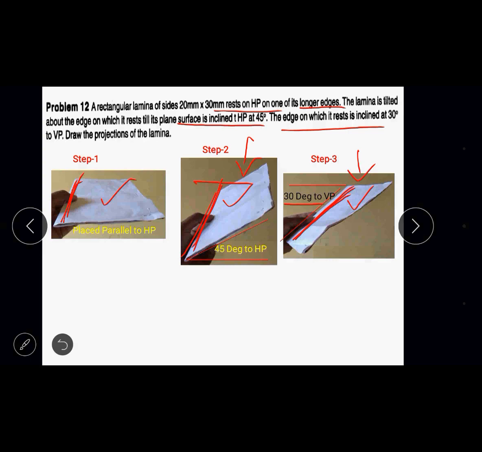Whatever front view you get in step 1 and whatever front view you get in step 2, the front views of step 1 and step 2 are similar in dimension. Just the difference is with angle. In the first step, the front view is a horizontal line, at 0 degrees. In the next step, it will cover the HP angle, so it will be 45 degrees to HP. You will get a 45 degree line, but the dimension will remain the same.